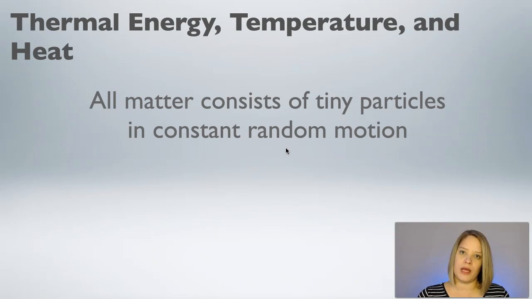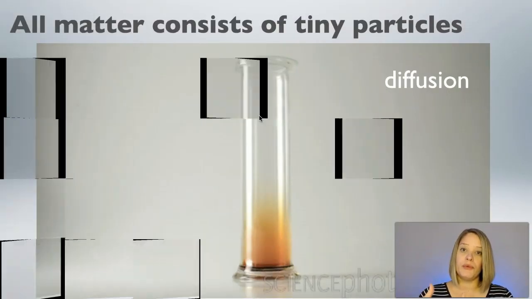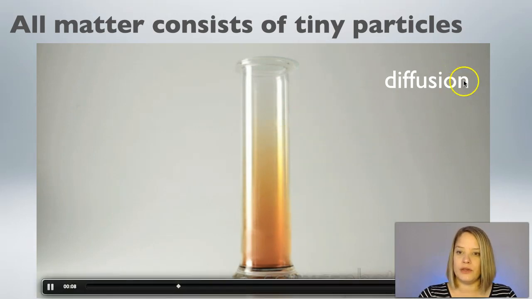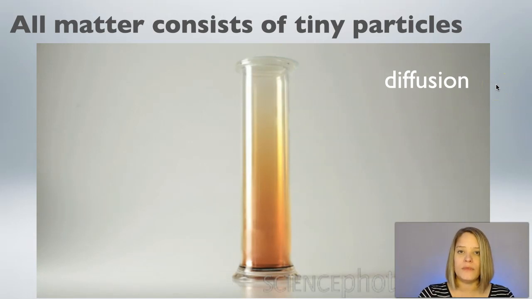So there's two phenomena that you can observe with your eyes that are proof of this statement. These next two terms you should associate as being proof of the fact that matter consists of tiny particles. We've talked about both of these ideas in previous classes. One is diffusion. Diffusion is the spreading out of matter. It'll go from an area of high concentration to low concentration.